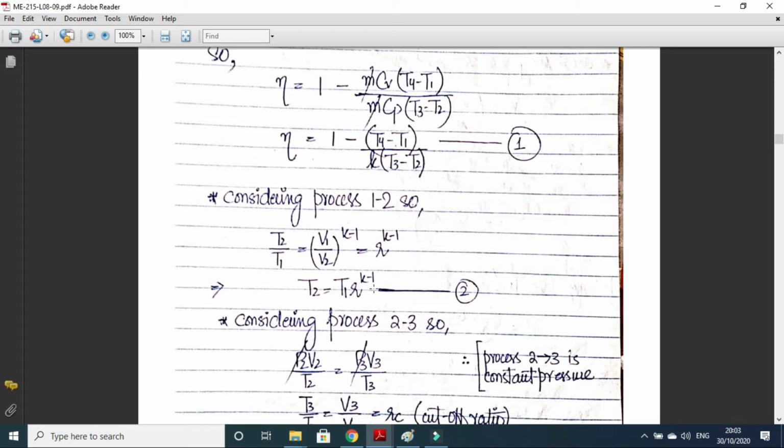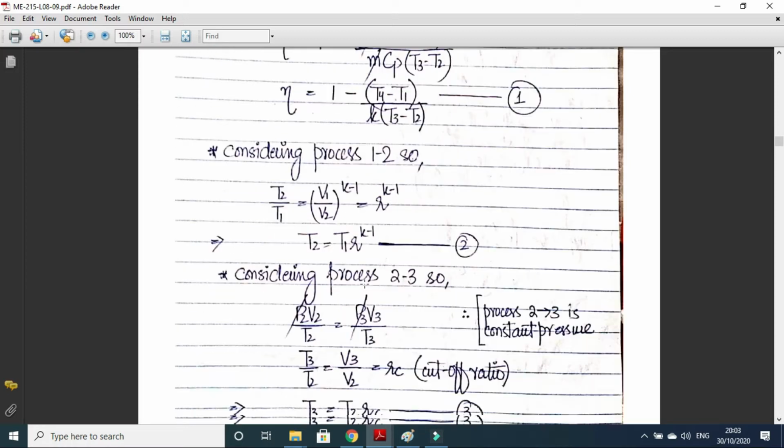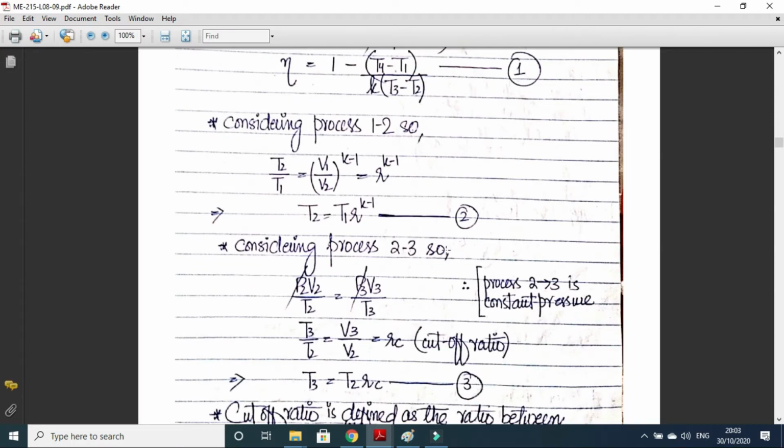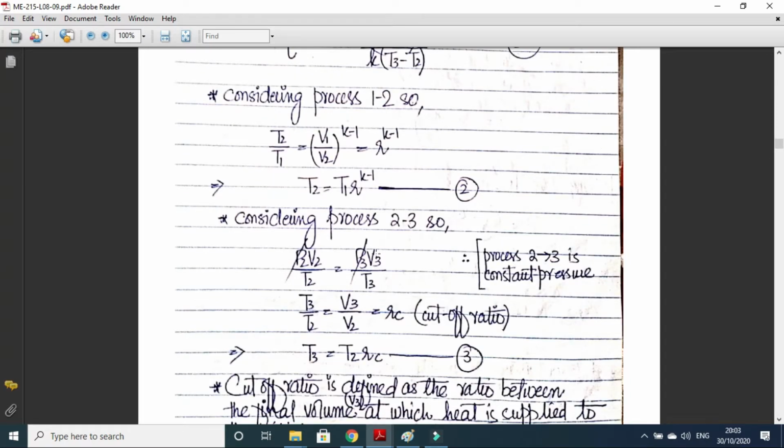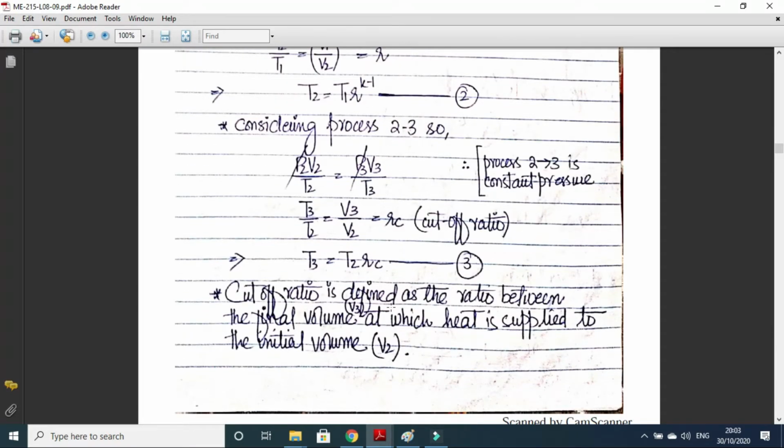So what we have done, we have represented T2 in terms of T1, R and K. Process 2 to 3, we can use the ideal gas relation P2 V2 divided by T2 is equal to P3 V3 upon T3. Here P2 and P3 will be cancelled out because the heat addition process is a constant pressure process. So T3 upon T2 will be equal to V3 upon V2, and V3 upon V2 is actually Rc, the cutoff ratio. So T3 will be equal to T2 Rc. Here we have defined the cutoff ratio.